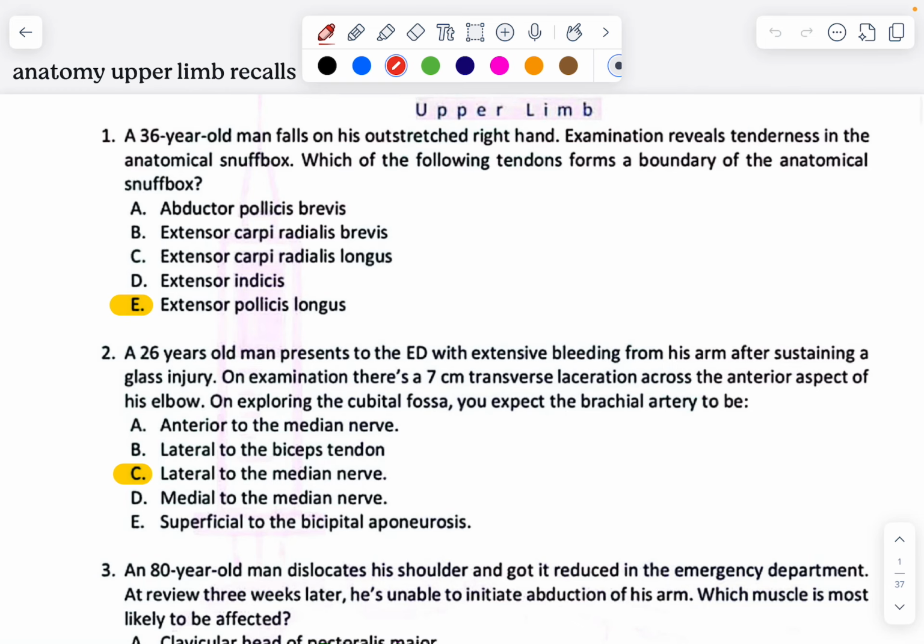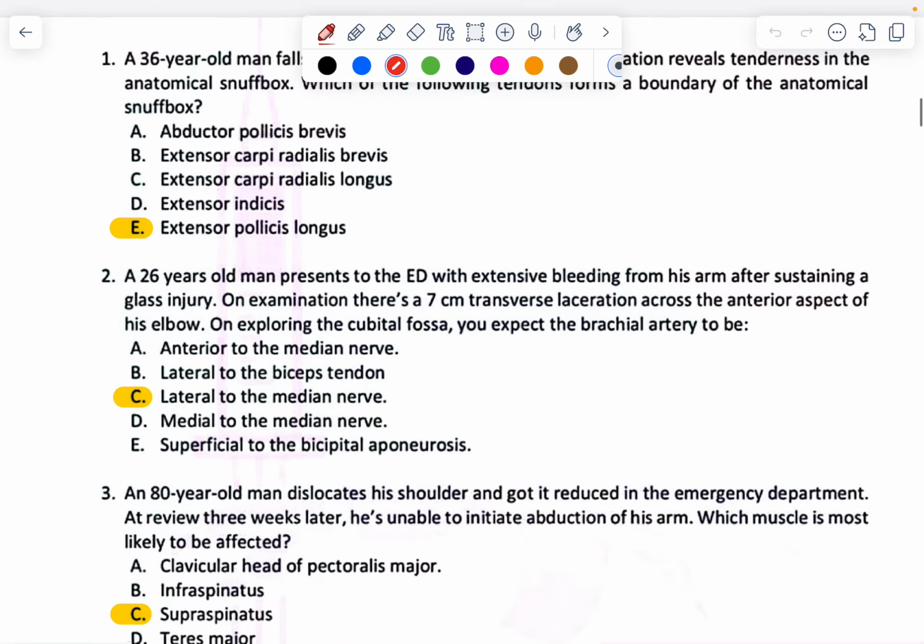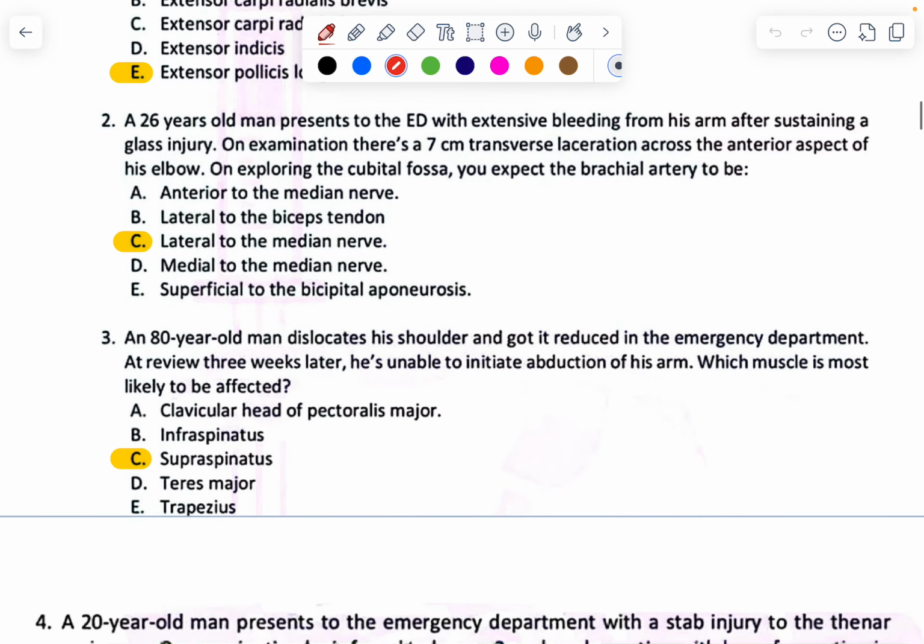Then the next question is an 80-year-old man who dislocates his shoulder and gets it reduced in the emergency department. Three weeks later, he is unable to initiate abduction. Which is the muscle to initiate the abduction? It is supraspinatus.